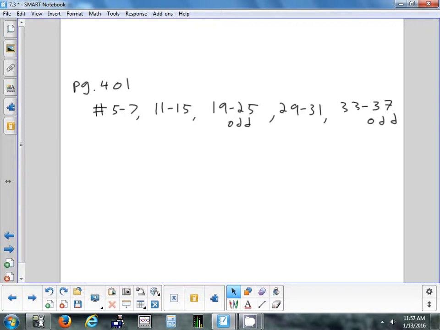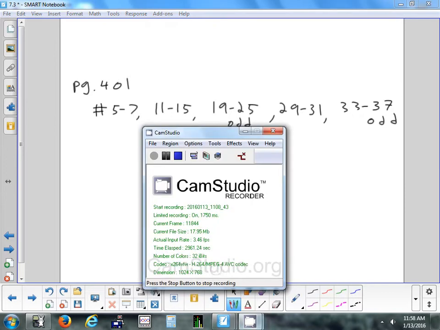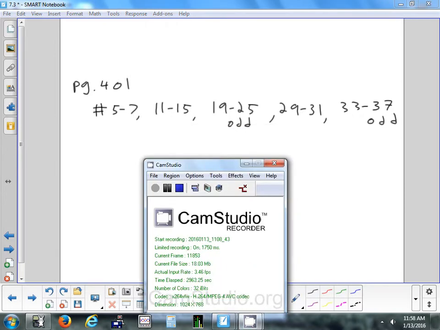All right, so homework tonight is on 401. Okay, I want you to try 5 to 7, 11 to 15, 19 to 25, just the odds, 29 to 31, and 33 to 37, just the odds. Okay, we'll take a look at that tomorrow. We'll finish what we're going to do this week, tomorrow, which is section 7.4 on trig identities. And I'll be after school for extra help tomorrow as well.